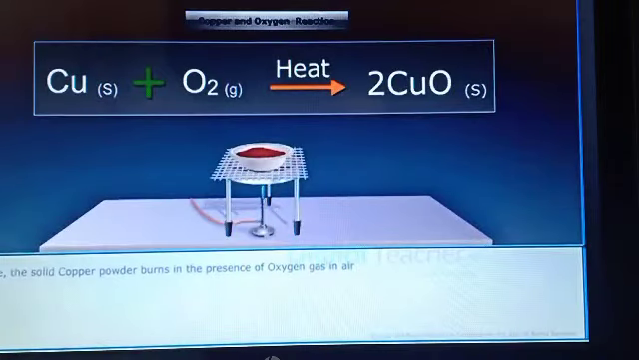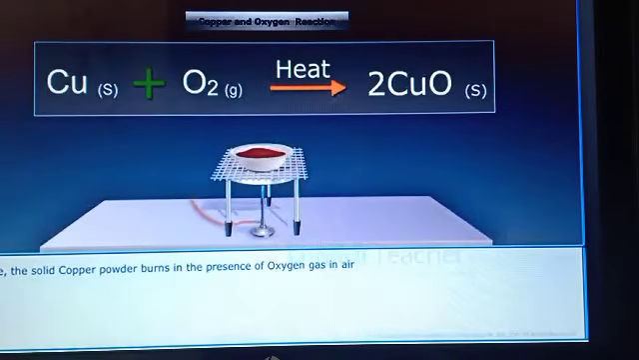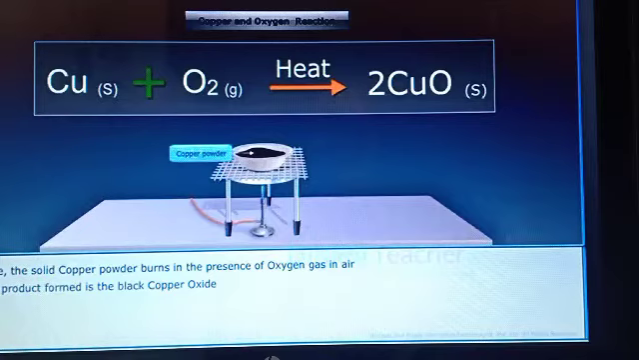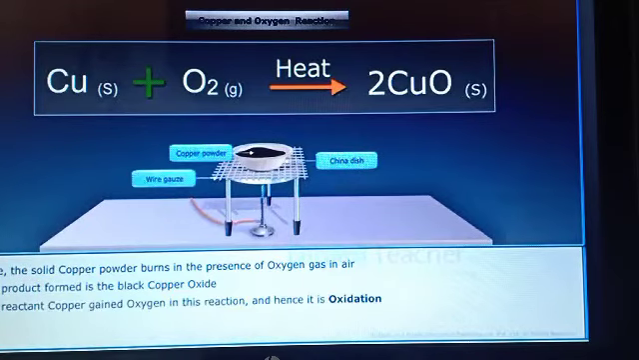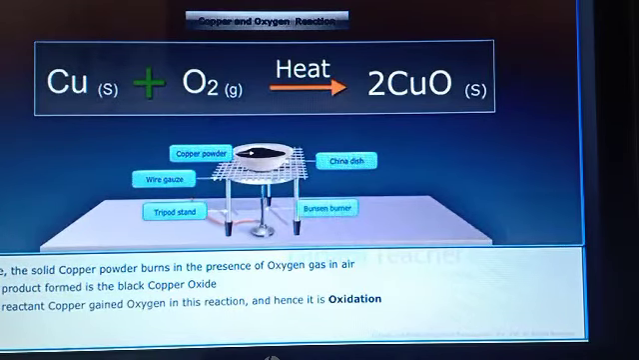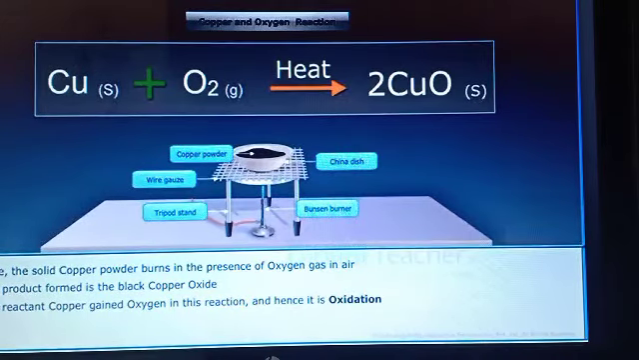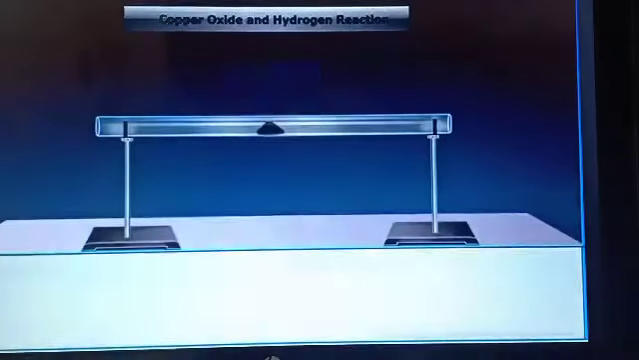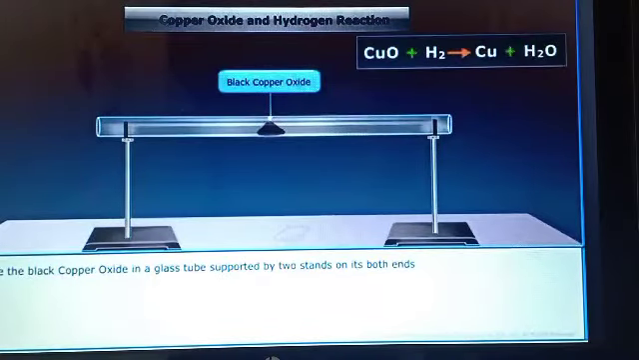Now let's see the outcomes. Here the solid copper powder burns in the presence of oxygen which is present in the air and is converted into copper oxide, which is black in color. The reactant copper gains oxygen in the reaction, hence this process is known as an oxidation reaction. Now let's see the reduction activity.